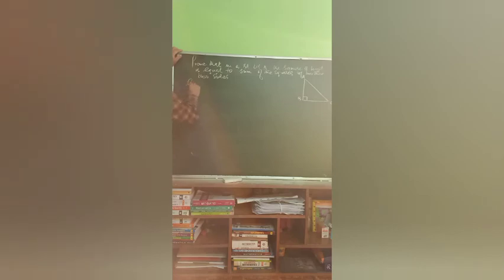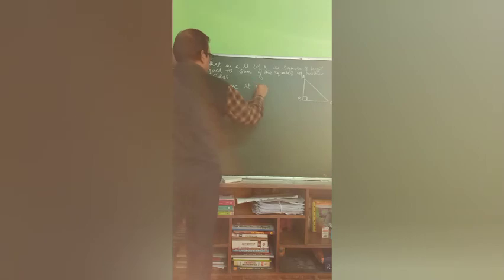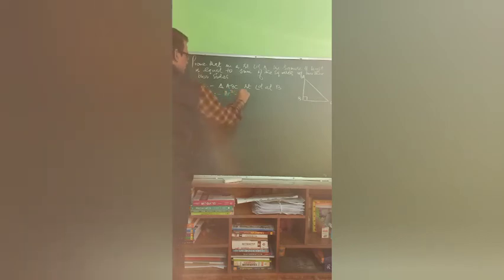Given: triangle ABC right angled at B. To prove: AC square is equal to AB square plus BC square. Construction.